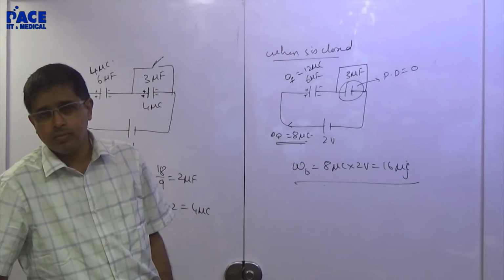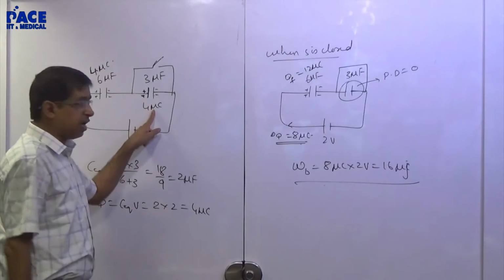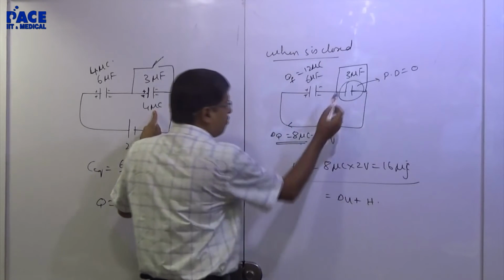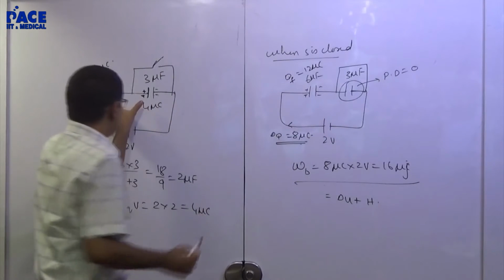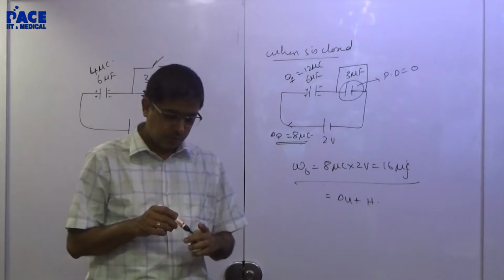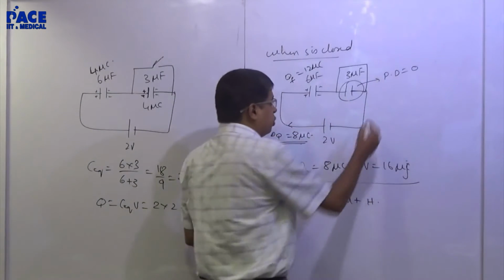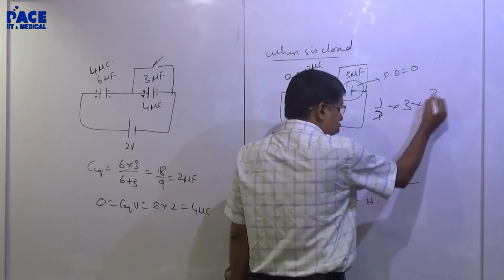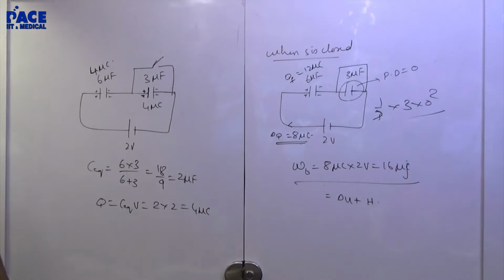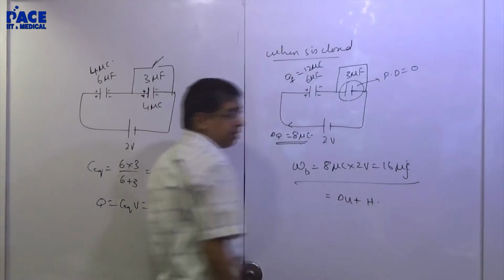So if we are asked to find the heat, we won't consider its energy as final energy, half CV square. Initial energy was half CV square. Heat loss will be delta U plus heat loss. Now I know the final energy, half CV square, and I know the initial energy of both. Finally there is only one capacitor, so there will be only one charge. You want me to take half into 3 into 0 square? Finally there is only one capacitor, so half into 3 into 0 square.